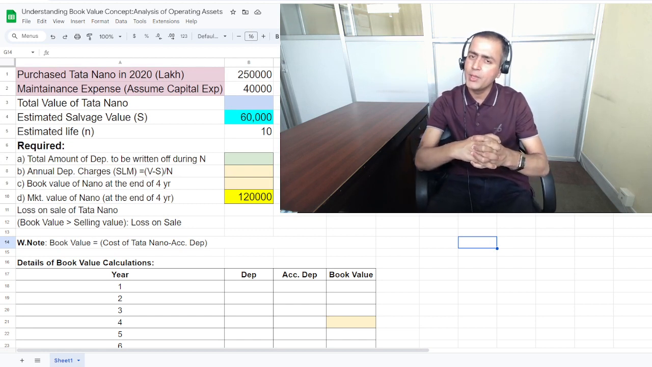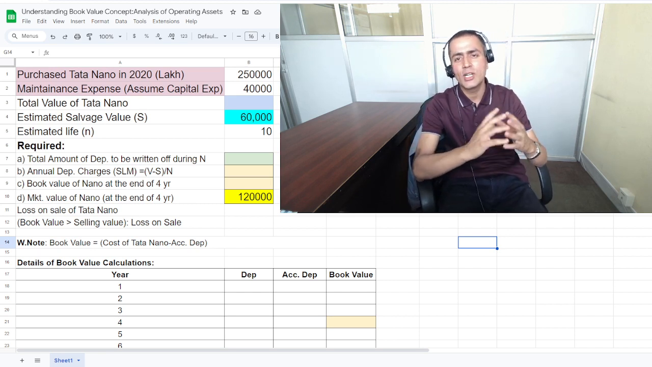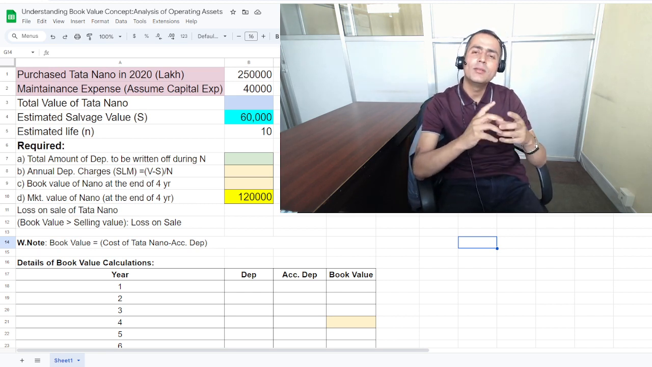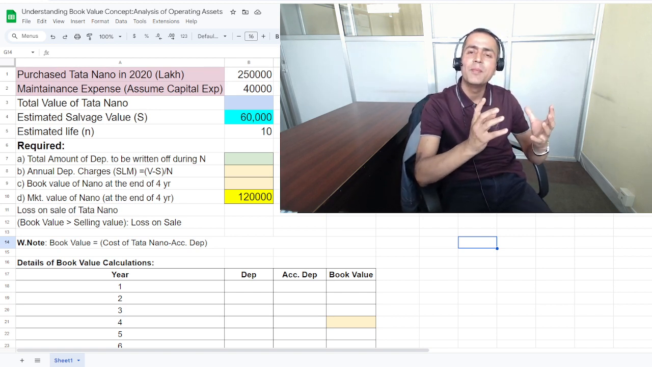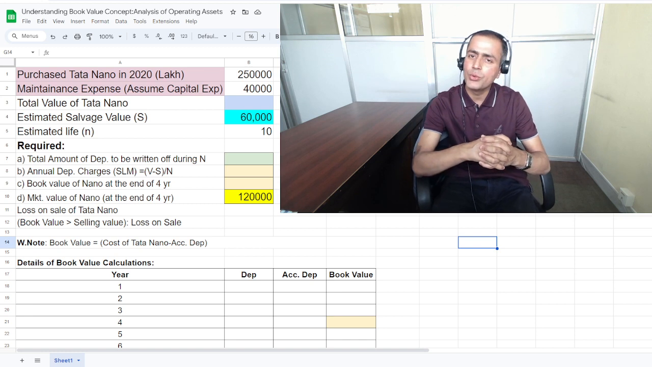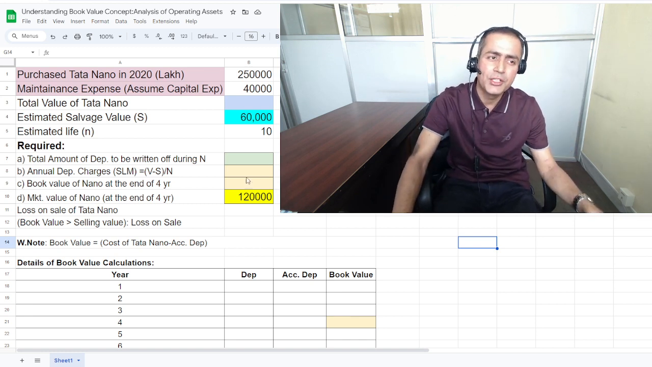Not only that, I will be illustrating how to calculate the book value. And I believe that whatever we discuss today will enrich your confidence in the calculation part, and you could apply this book value concept in your real life also. Now based on this background, let's move to the discussion part.